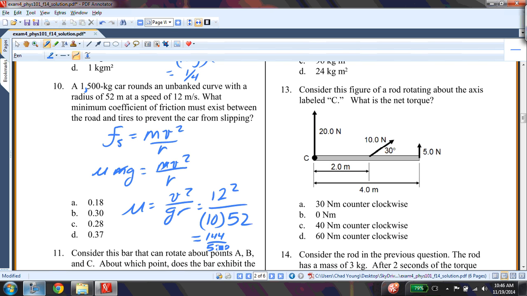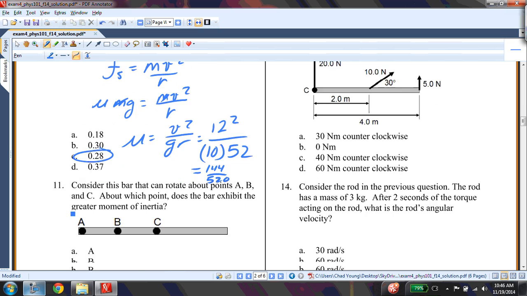What is it, 0.18? No, 0.28, excuse me, 0.28. 144 over 520 is 0.28. Number 10 is C.